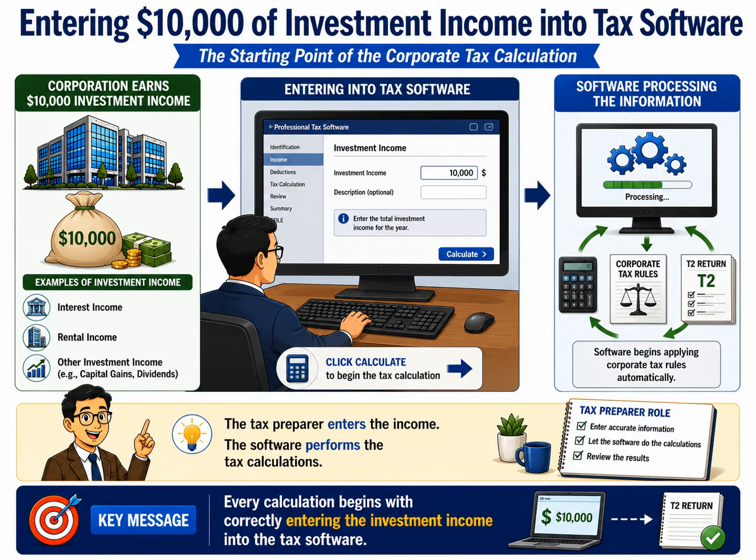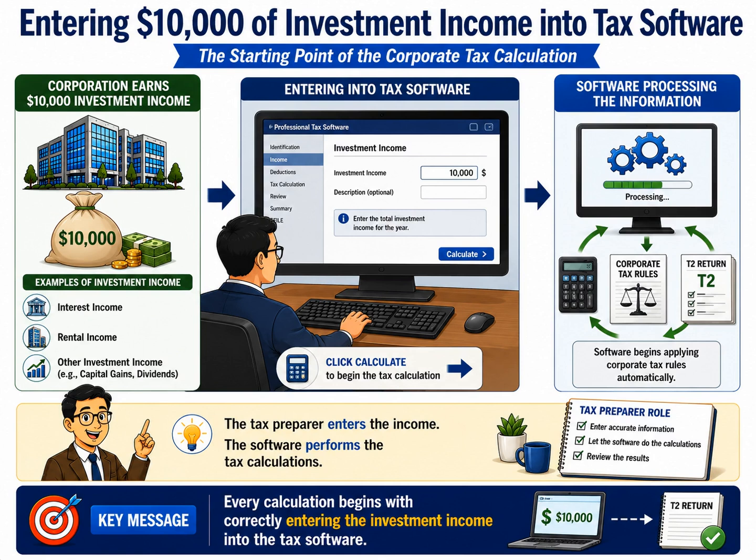Notice the important distinction here. The tax preparer's responsibility is to enter complete and accurate information into the software. The software's responsibility is to apply the tax legislation and perform the mathematical calculations. This is how professional tax preparation is performed in practice. Modern tax software has been designed to handle the detailed calculations required under Canadian corporate tax law.